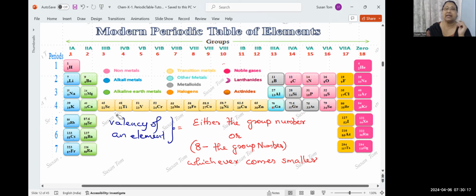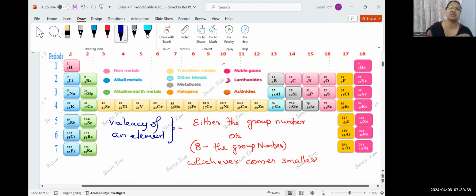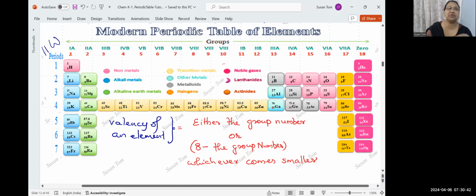Okay, now from the periodic table, if you look at the position of elements in the periodic table, you see the valency of an element is equal to either the group number or 8 minus the group number, whichever comes smaller. This I'll be illustrating. Please do note down this much structure. For homework, draw this structure as homework. This much of structure as homework you do and write this equation.